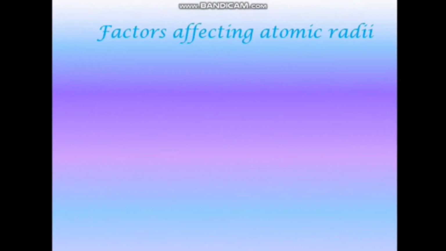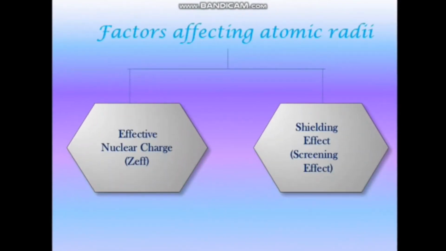Atomic radius depends on two major factors. First, its effective nuclear charge, or we call it as ZEF. Second, its shielding effect, or we call it as screening effect.